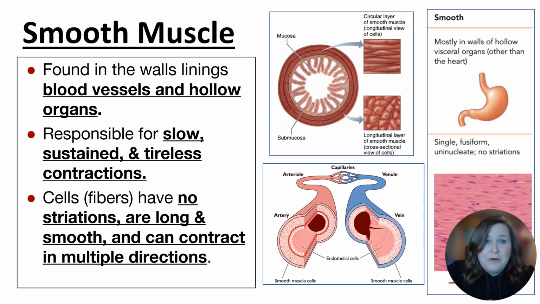Whereas your skeletal muscles are rapid, strong, and putting out a lot of force when they contract, these are definitely like the tortoise in the tortoise and hare race. So they're going for very slow contractions, but they're able to sustain them longer, and they're able to do this over and over and over again without tiring out because it's requiring a lot less energy to do these contractions. So when we're looking at these under the microscope, these fibers are going to have no stripes, so no striations. They're going to be long and smooth, and they can contract in multiple directions.